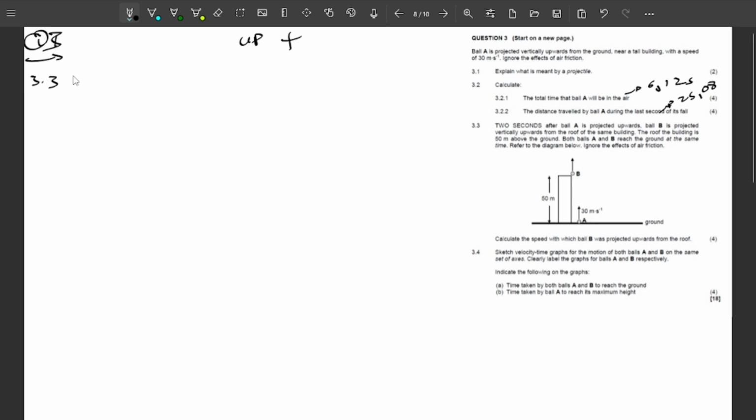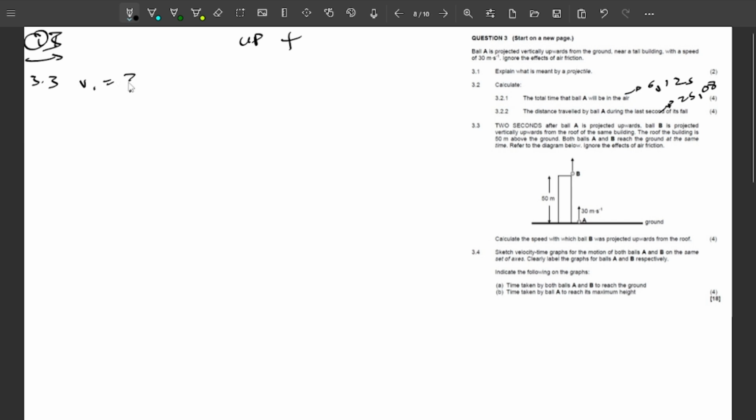Now, before I even make my own suggestions, let's first see what the question is. Now they say calculate the speed with which ball B was projected upwards from the roof. So we want the v initial. The v initial is unknown. Let me write this as a question mark.